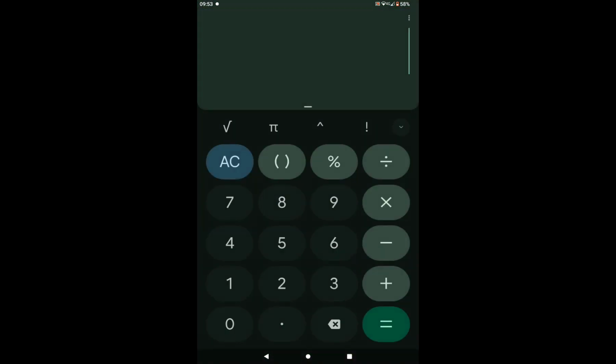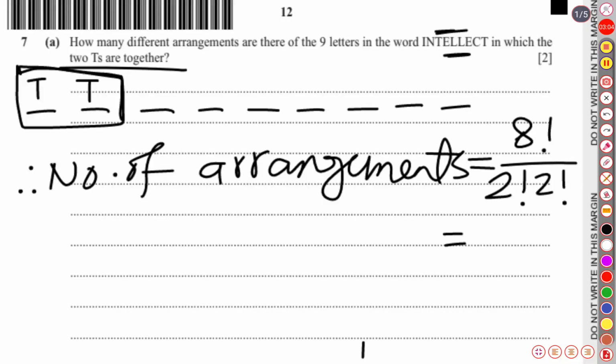8 factorial over 2 factorial times 2 factorial comes out to be 10,080. That is the answer to the first question. Let's move on to the immediate next question.